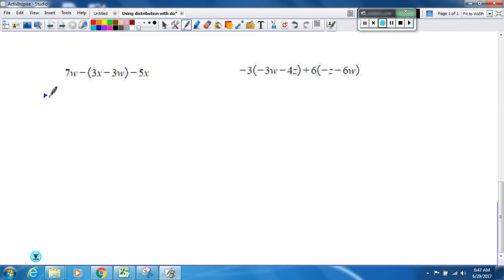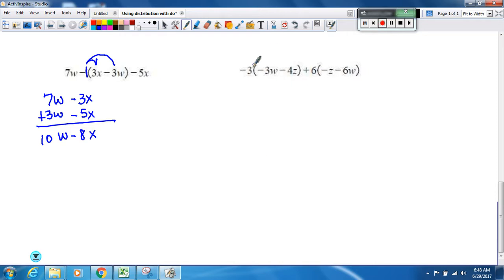Okay, so this 7w is not stuck to parentheses. Now, if there is no number stuck to parentheses, it's assumed to be a 1. So you kind of got to put the 1 there so you can distribute it. So negative 1 times 3x is a negative 3x. And then negative 1 times negative 3w is a positive 3w. That goes under my w's. And then I've got a negative 5x. So for my w's, 7 plus 3 is 10. For my x's, negative 3 and a negative 5 is a negative 8. So I get 10w minus 8x.